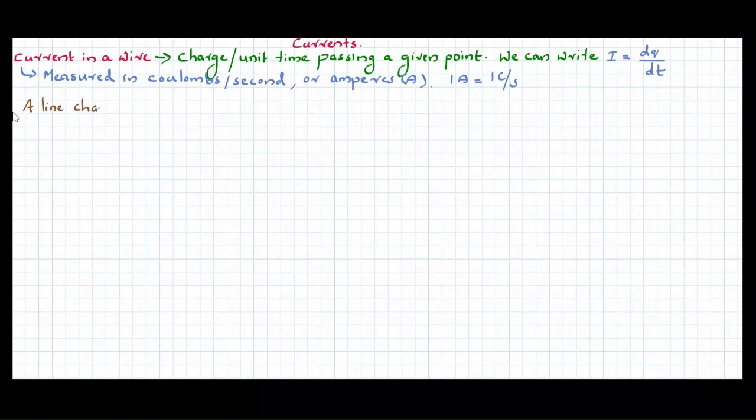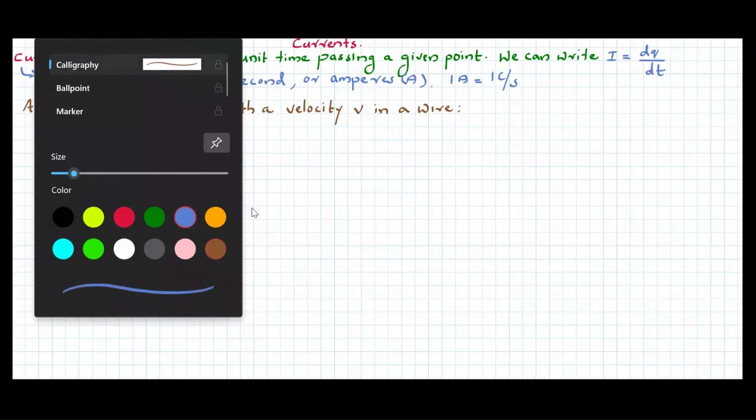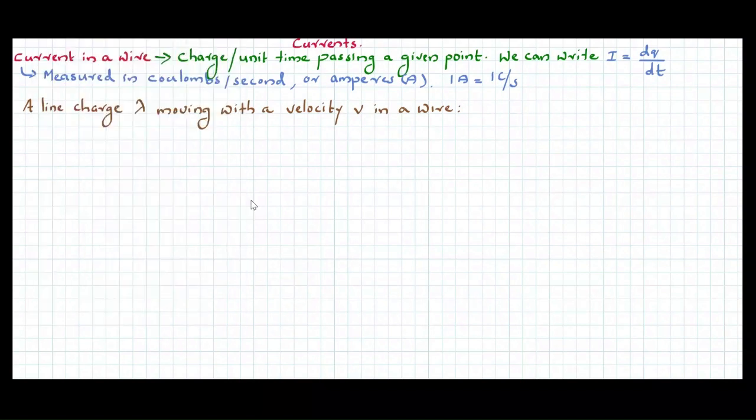We have seen point charge, line charge, surface charge and volume charge in electrostatics. Now consider a line charge lambda traveling in a wire at speed v. Now what is the value of that current?